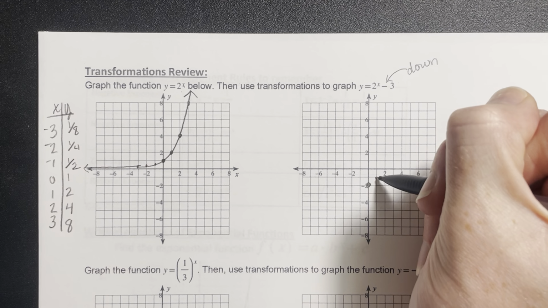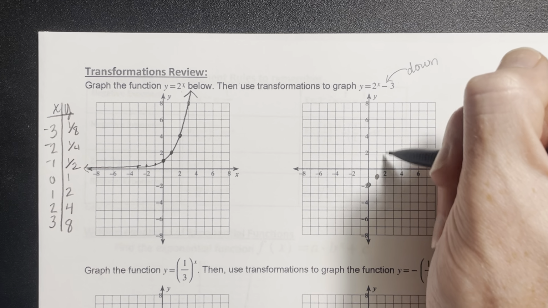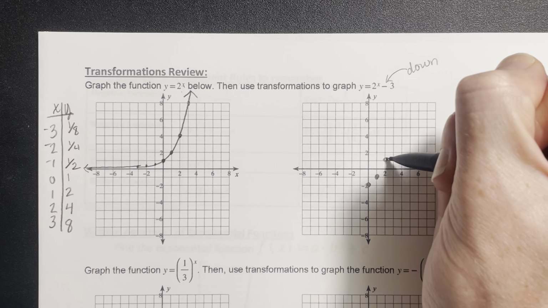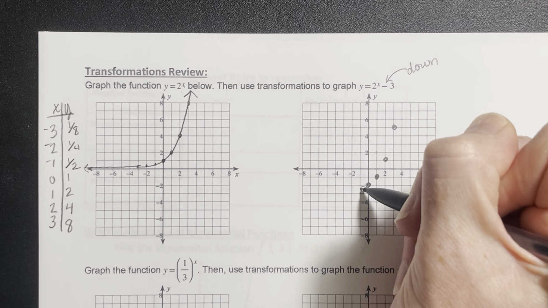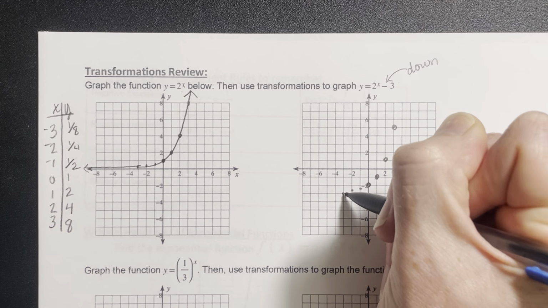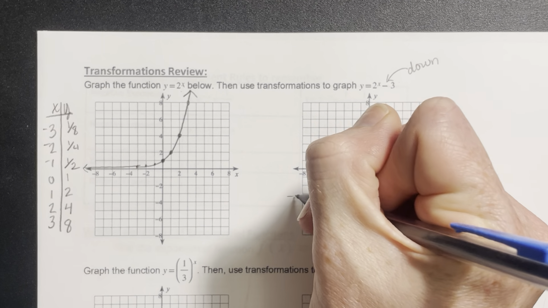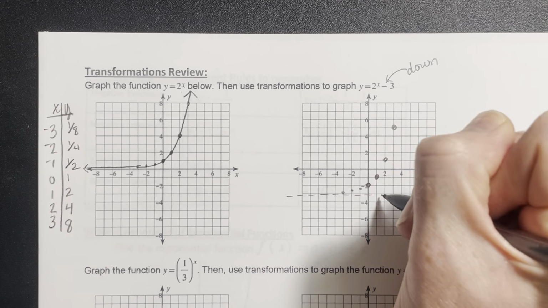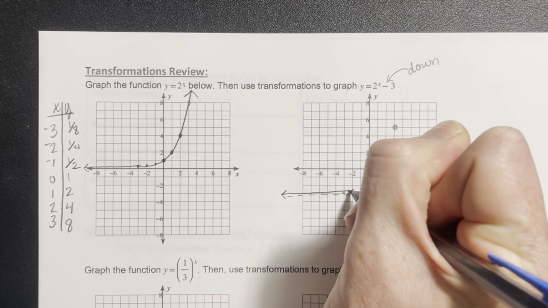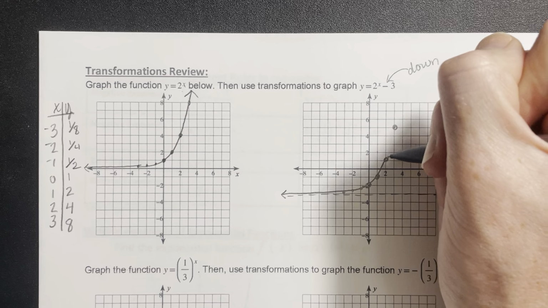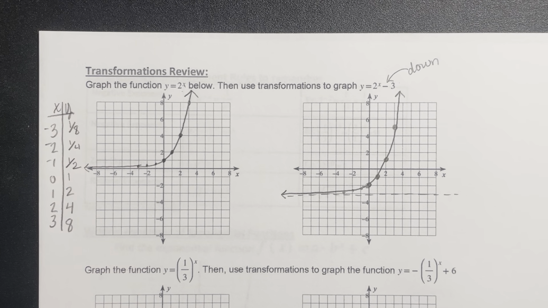1, 2 goes down 3 to 0, -1. We had a point at 2, 4, down 3 is 2, 1. 3, 5. We can see that every single point has shifted down 3, but so has the horizontal asymptote. So the horizontal asymptote is now -3, and we have a graph that looks like this. It still maintains the same shape, but it's shifted down 3.